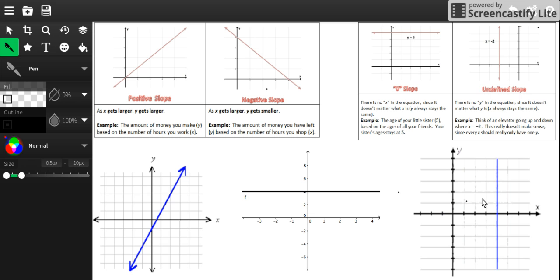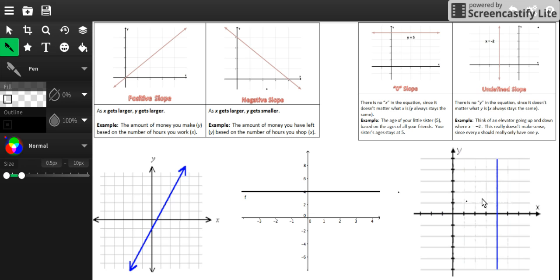Now, undefined slope. There's no y in the equation since it doesn't matter what y is. In this case, x always stays the same. So it's kind of a little different. They're kind of like opposites. An example for this one is, think of an elevator going up and down, and x is equal to -2. This doesn't make sense because the -2's keep going on the line, and there are so many points we can't figure out what it is.